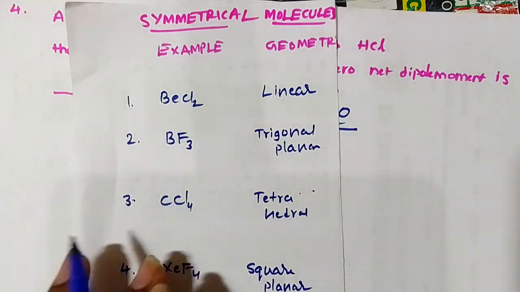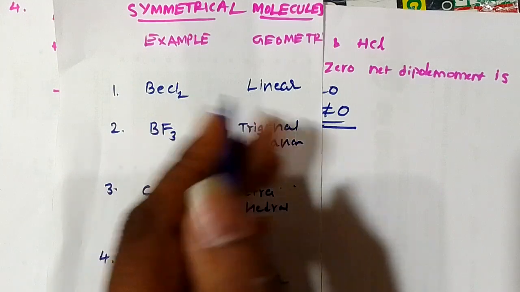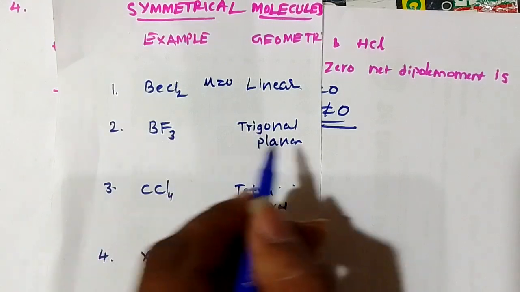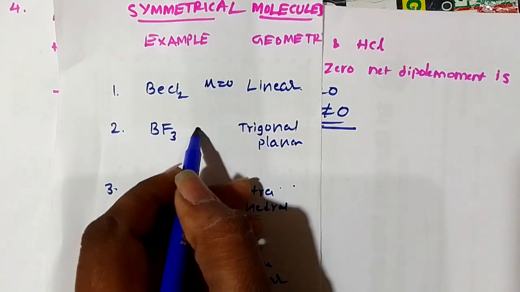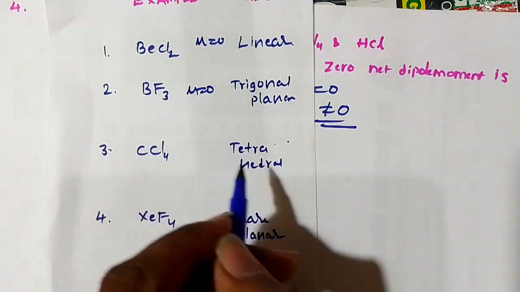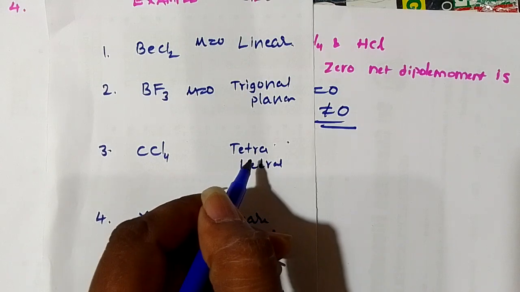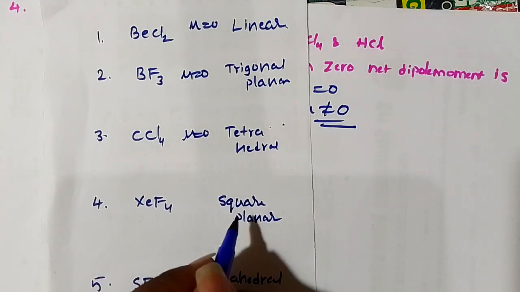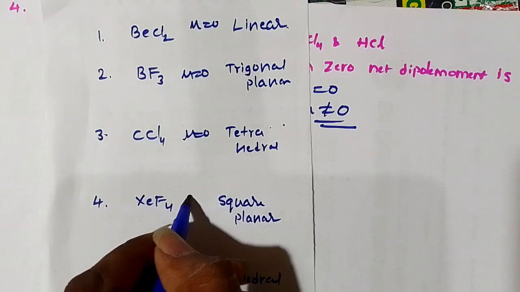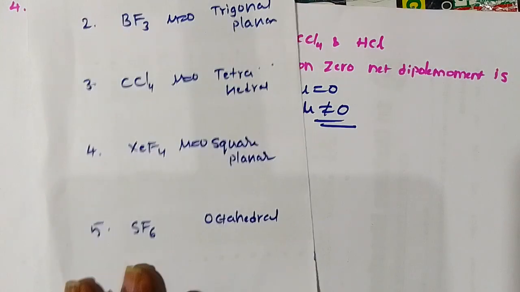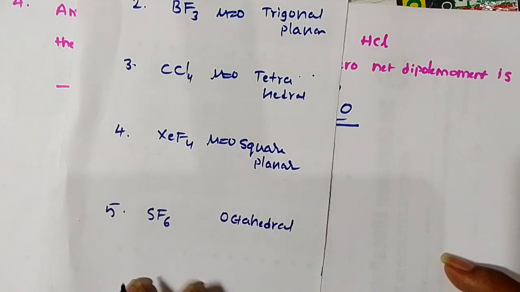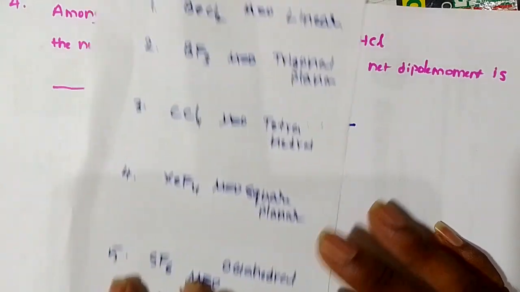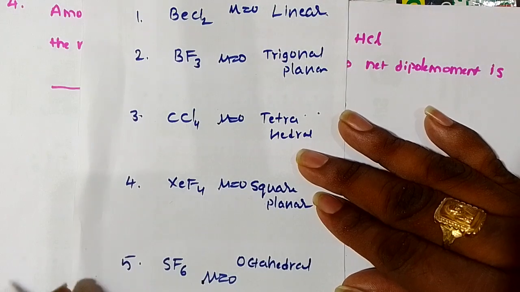Symmetrical molecules: BeCl2 is linear, symmetrical, and the dipole moment is 0. Boron trifluoride is trigonal planar, a symmetrical molecule, so the dipole moment is 0. CCl4, carbon tetrachloride, is tetrahedral and symmetrical, so the dipole moment is 0. XeF4 is square planar, symmetrical, dipole moment 0. SF6 is octahedral, a symmetrical molecule, so the dipole moment is 0.